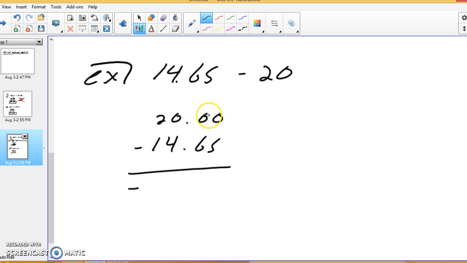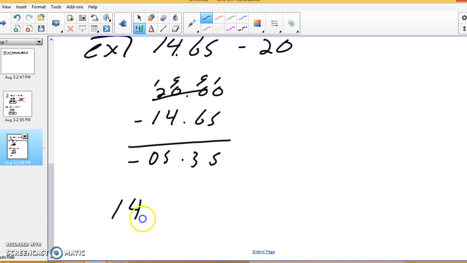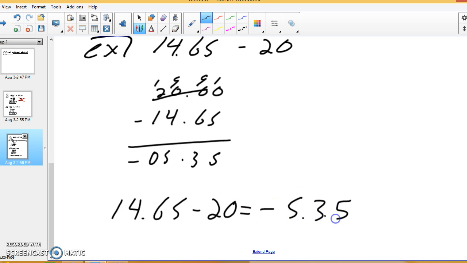Okay, so now we have 1, 9, 9, and 1. So 10 minus 5 is 5. 9 minus 6 is 3. 5, 0. Okay, so that means 14.65 minus 20 is equal to negative 5.35.